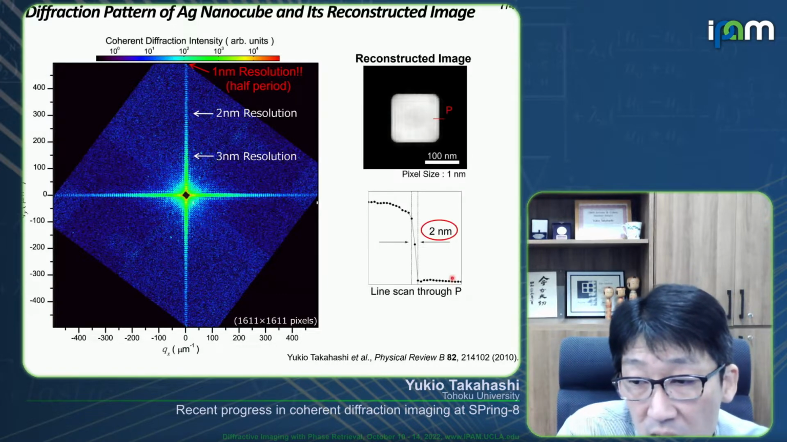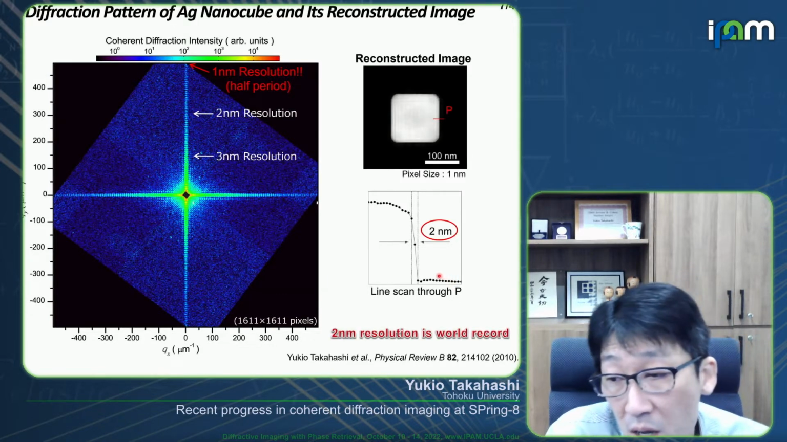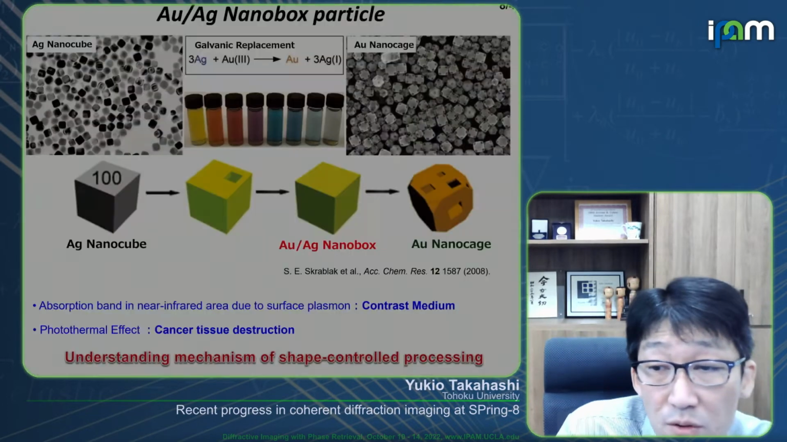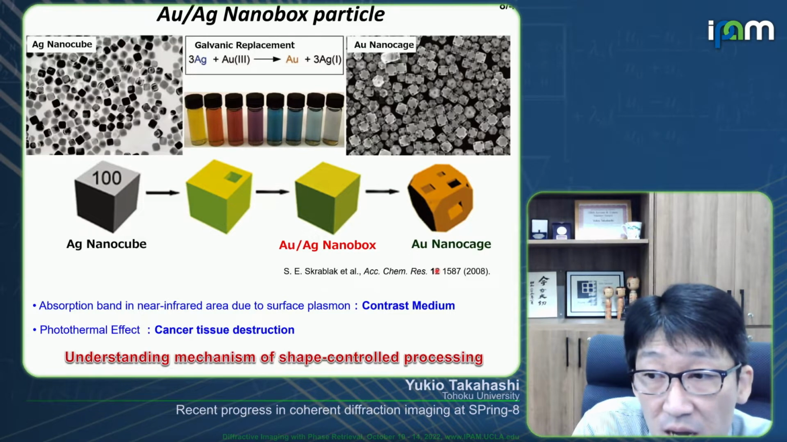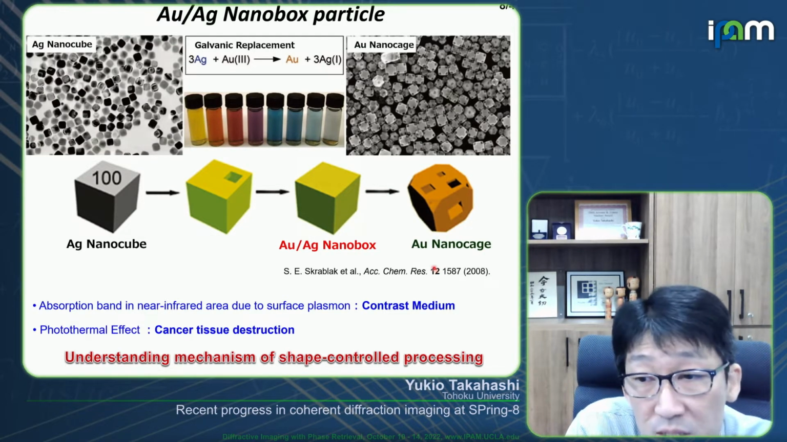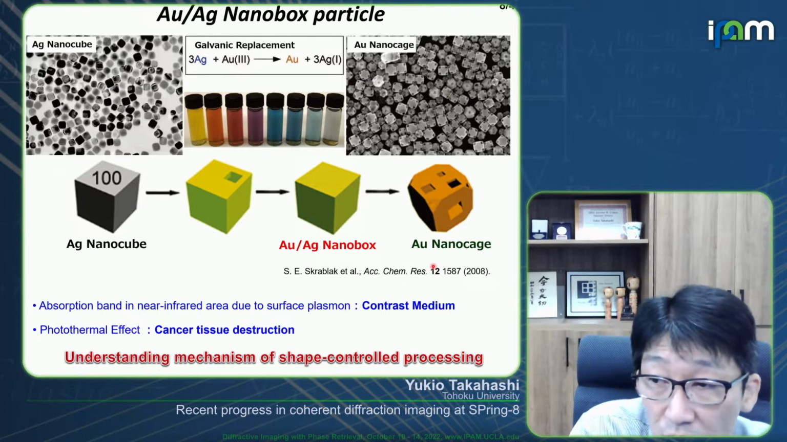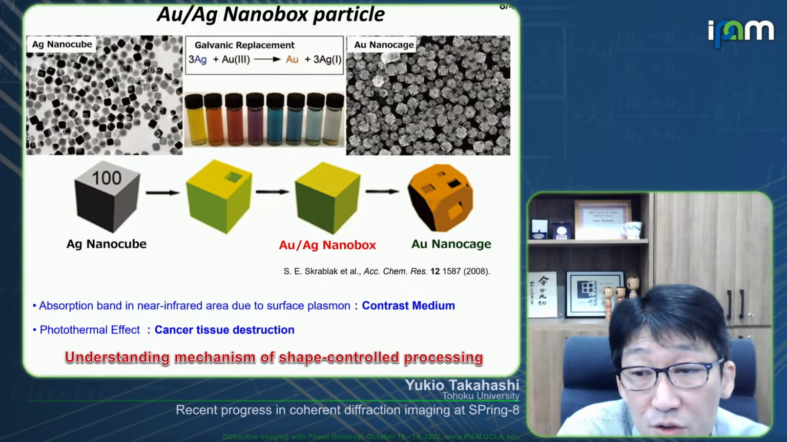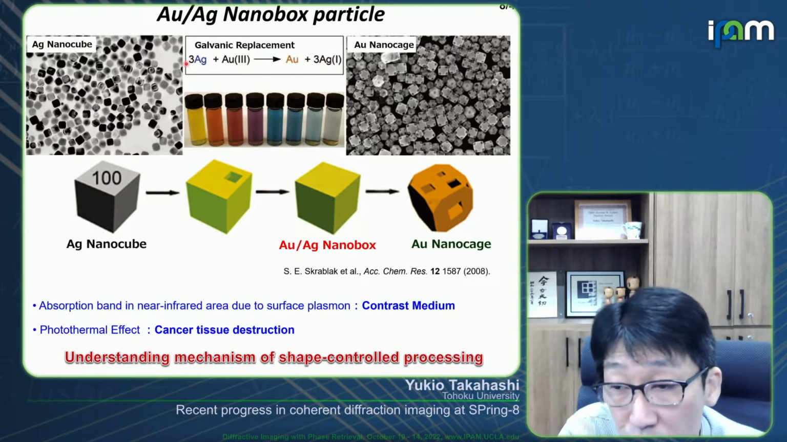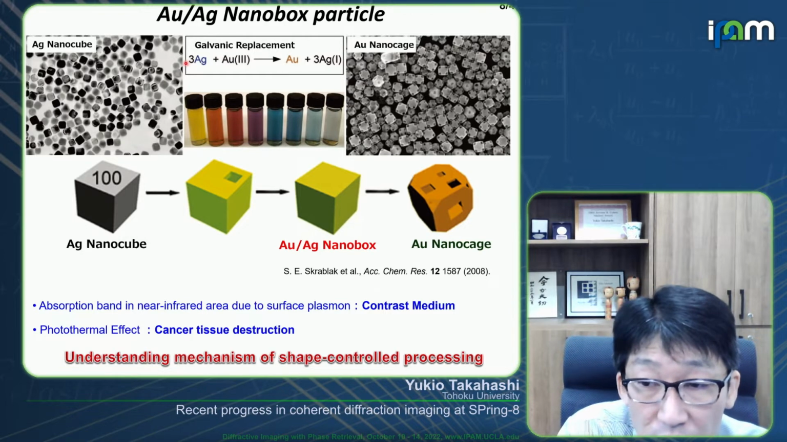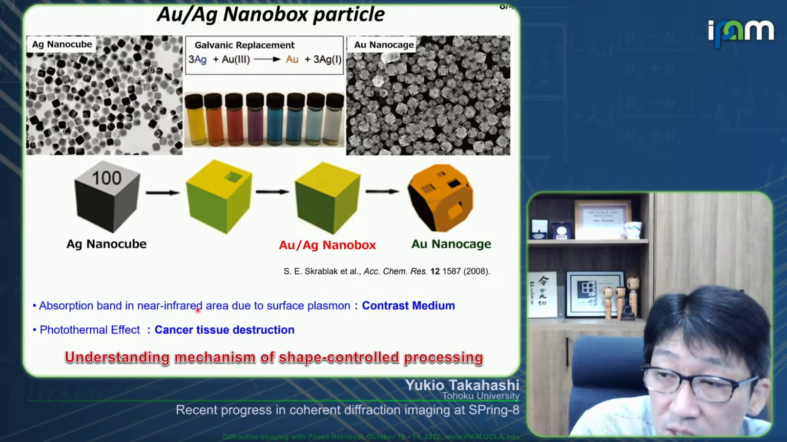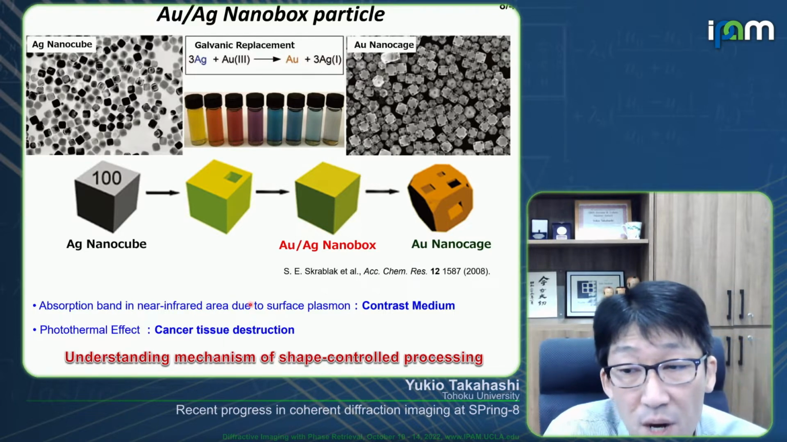So I think this is still the world record of the resolution of X-ray microscopy now. We also applied this high resolution CXDI to the 3D electron density mapping of a gold-silver nanobox particle. It is known that gold nanocage particles with hollow interiors are produced using the galvanic replacement reaction from silver nanocubes. The nanocage particle is a promising material for some medical applications, and understanding the mechanism of the shape control process is important to design and fabricate new nanoparticles.